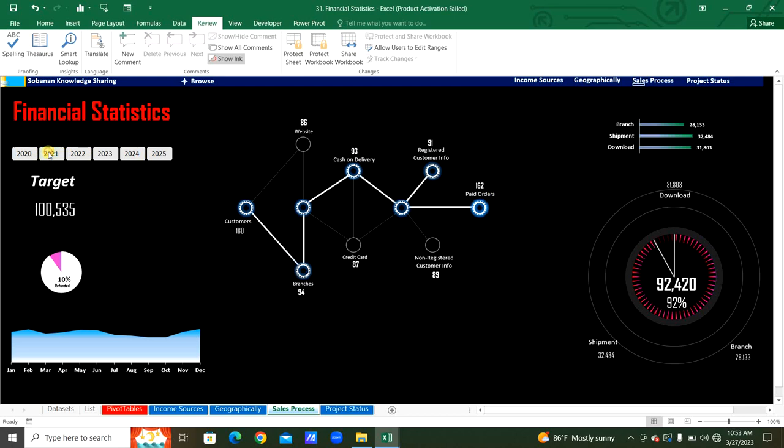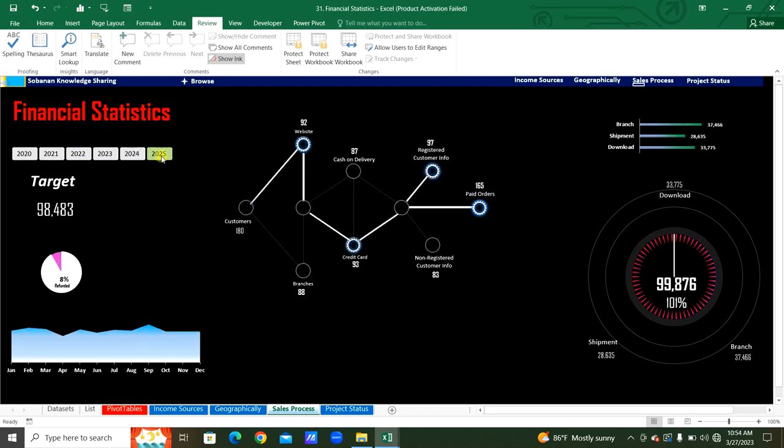This is fully dynamic. Yearly wise, it will change. In 2021 branches is the highest one. See, in 2022 credit card is highest. See, it is fully dynamic.